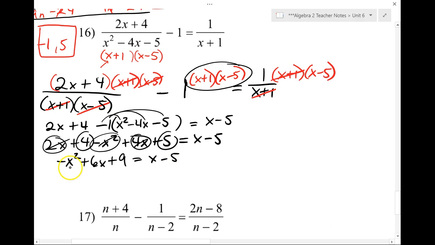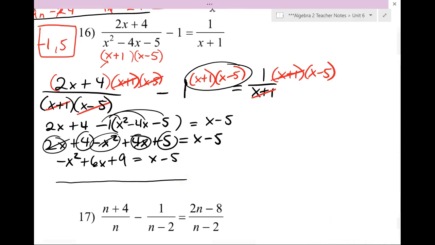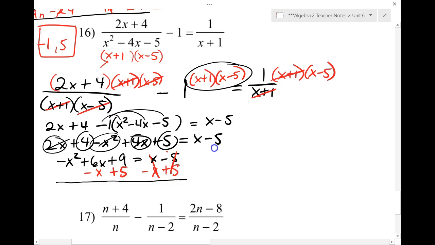Now I've got an x squared here, and I think what I'm going to do is bring everything to one side. So let's subtract this x from here, and then we'll also end up subtracting it here. And let's add 5 here. So that eliminates that. And we'll add 5 here as well. Okay.